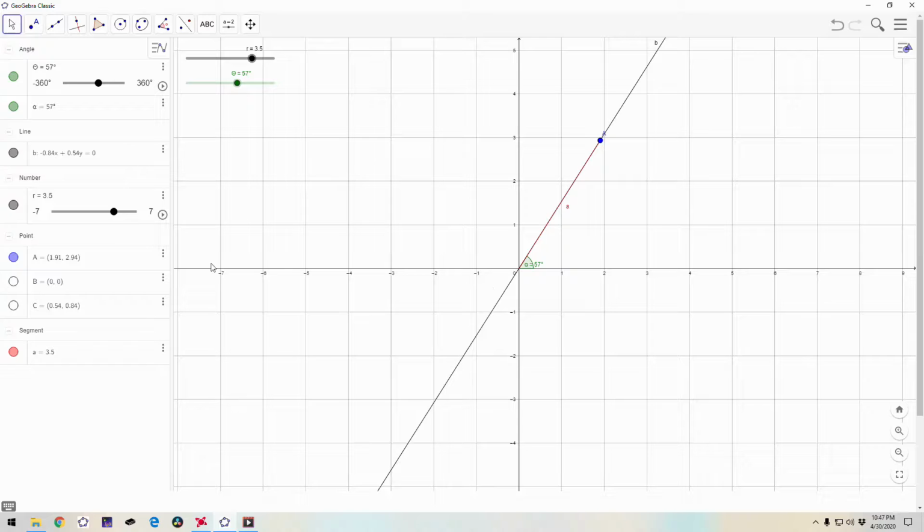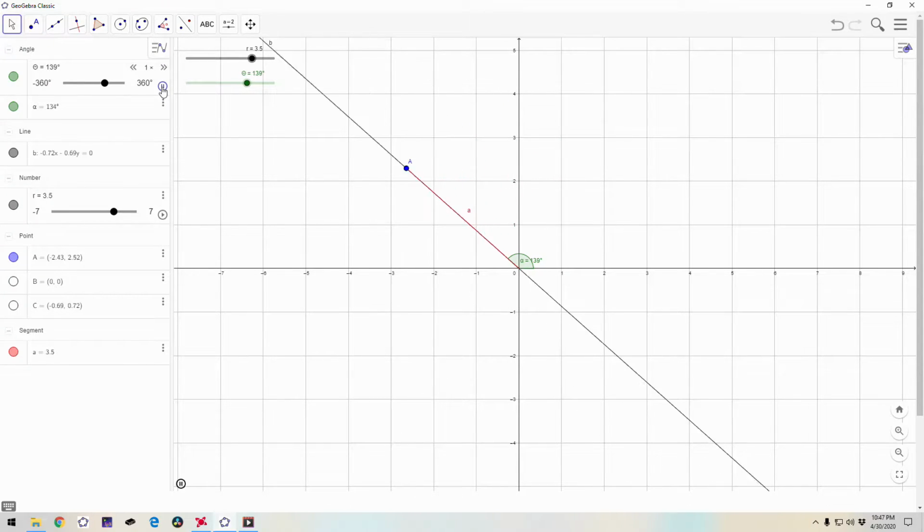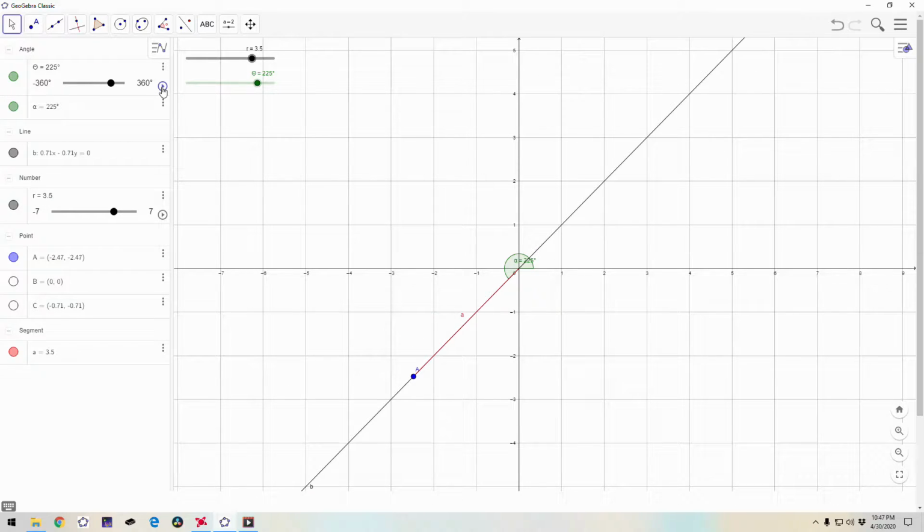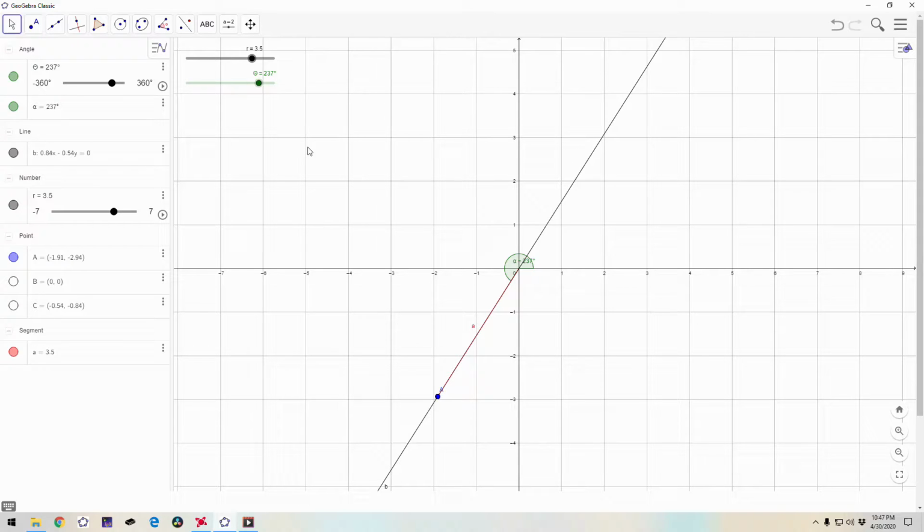Then what I'm going to have to do is rotate this thing to 180 plus the 57, right? Which is the 237 right there. Okay, so notice the 237, right? But then r would have to be negative 3.5. Again, look at the location of A. Look at the coordinates of A. It's left exactly the same point, but I've represented it differently, right? I've rotated it to here and made r negative.